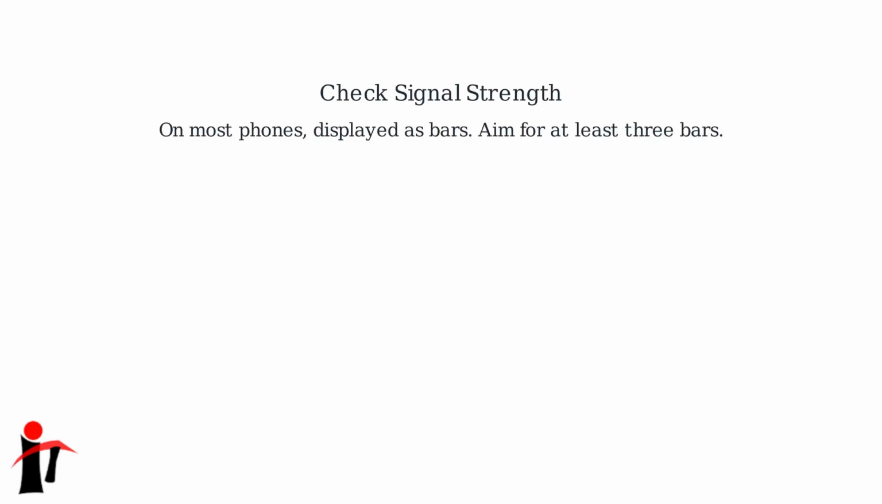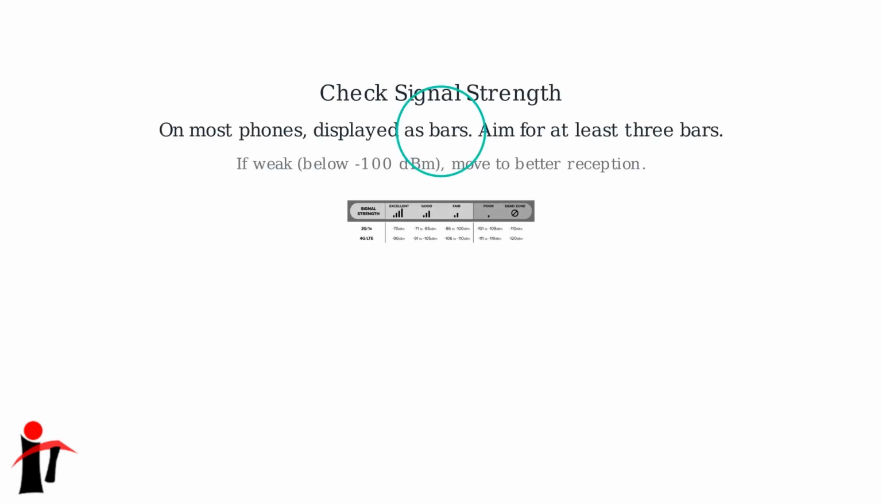Experiencing internet problems on your SafeLink phone? First, check your signal strength. On most phones, this is displayed as bars. Aim for at least 3. If the signal is weak, below -100 dBm in settings, move to an area with better reception.